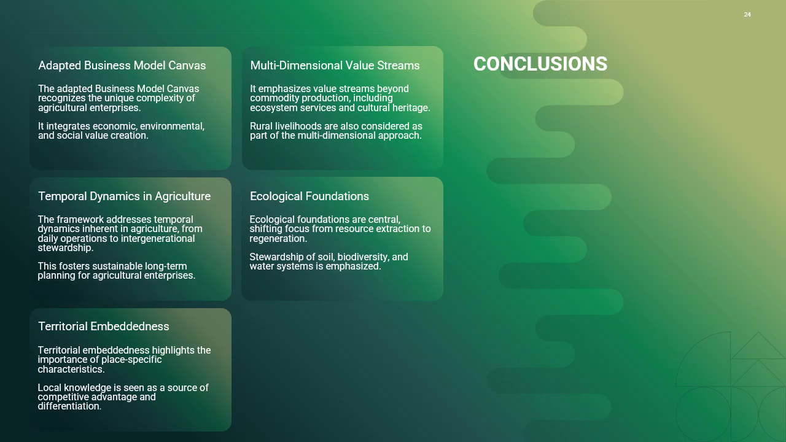substitutable inputs. Territorial embeddedness highlights the importance of place-specific characteristics and local knowledge as sources of competitive advantage and differentiation. Agricultural production remains tied to specific places with unique attributes, creating both constraints and opportunities that shape business model possibilities. Embracing these territorial characteristics rather than fighting against them creates distinctive market positions.